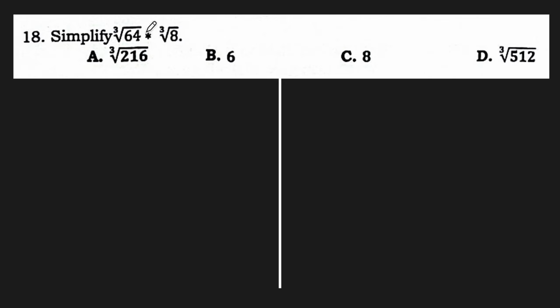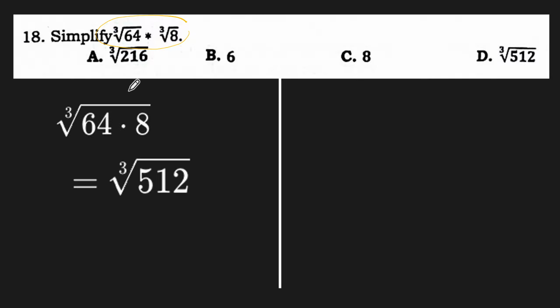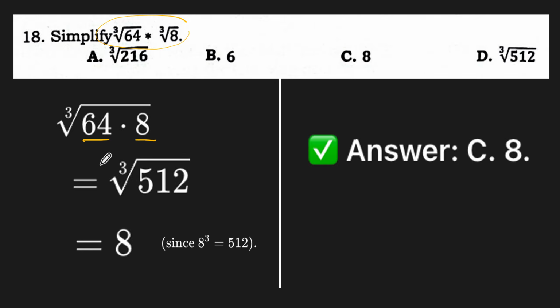Simplify cube root of 64 times cube root of 8. So I can simplify that. Cube root of 64 times cube root of 8 can be written as cube root of 64 times 8. So 64 times 8 would be 512. And the cube root of 512 is 8, since 8 cubed is equal to 512. Or if you write it in your calculator, the answer would be 8. So the answer would be letter C.